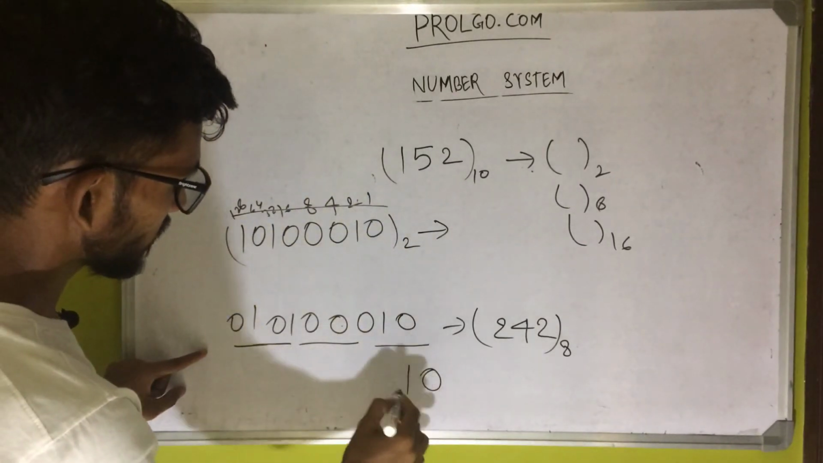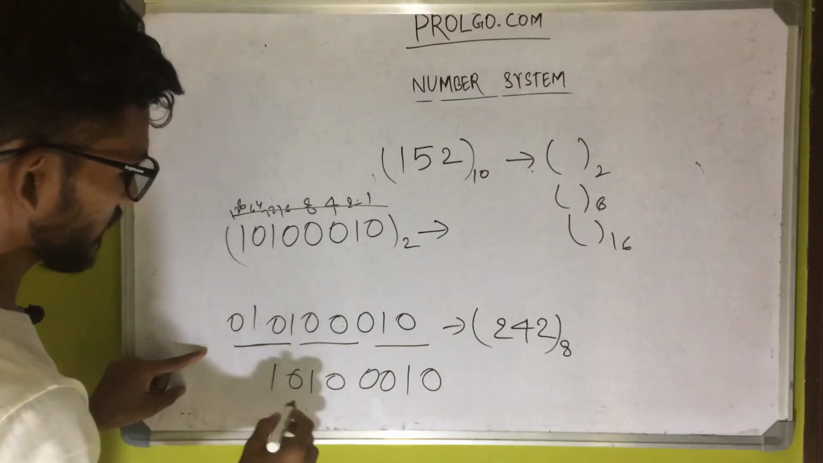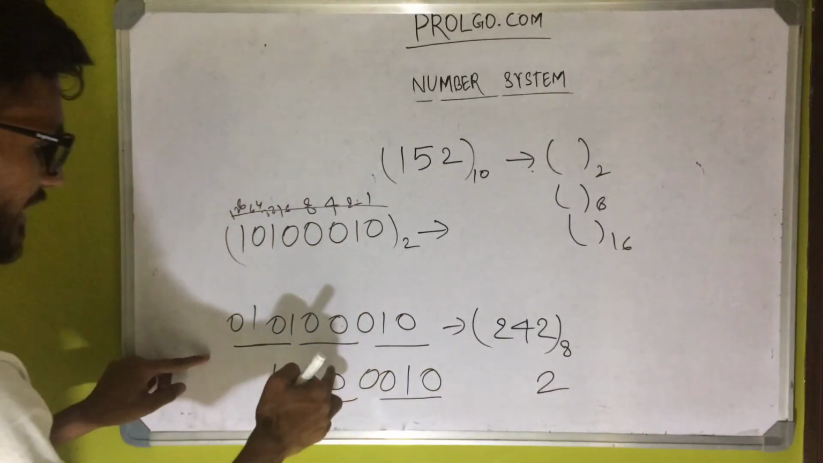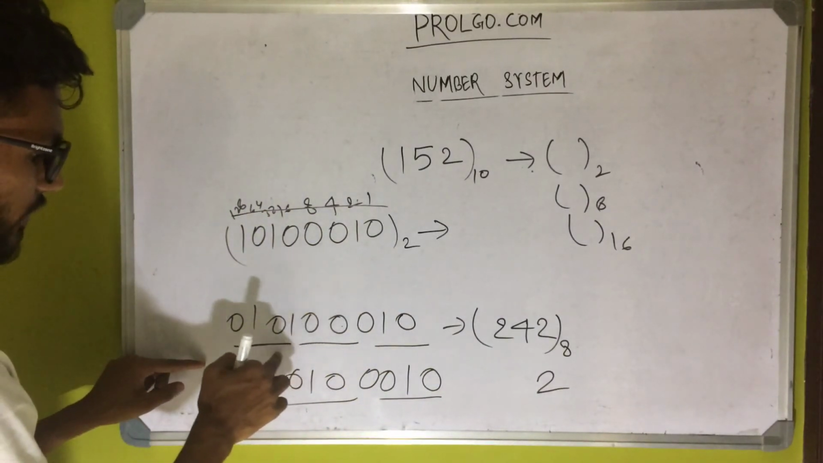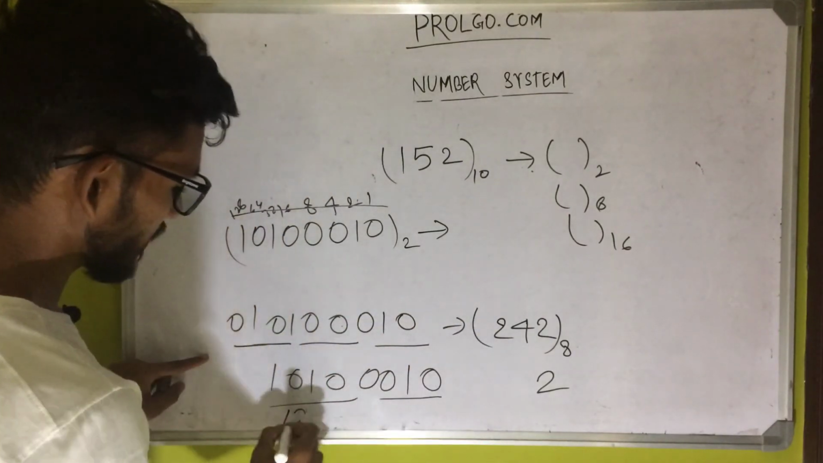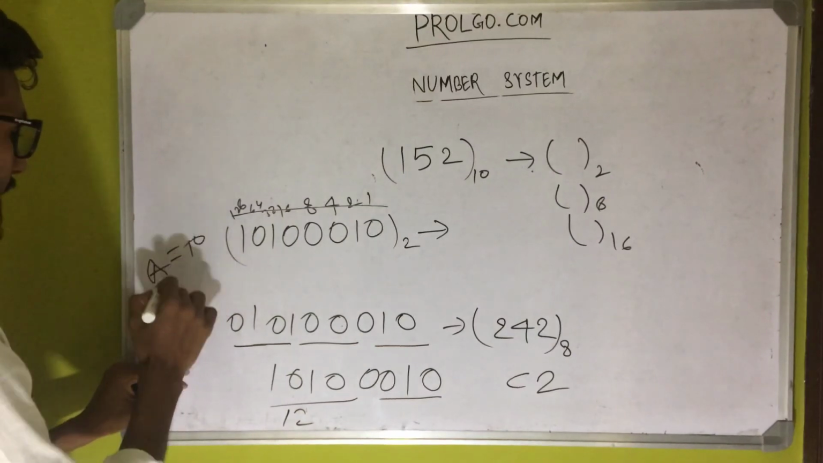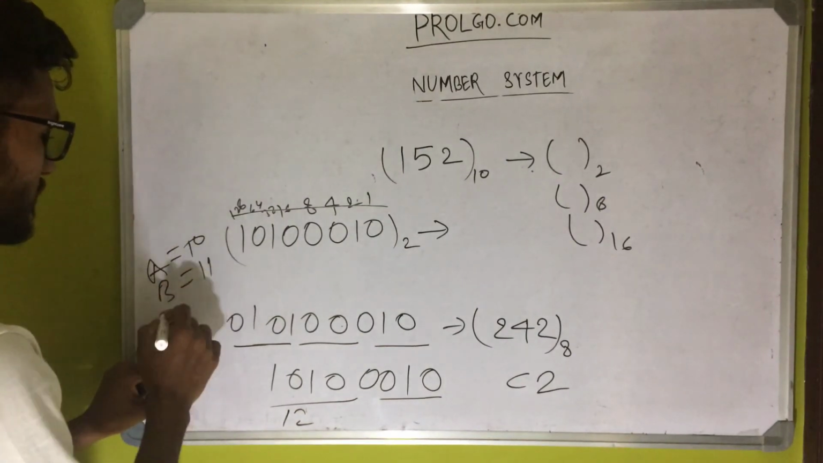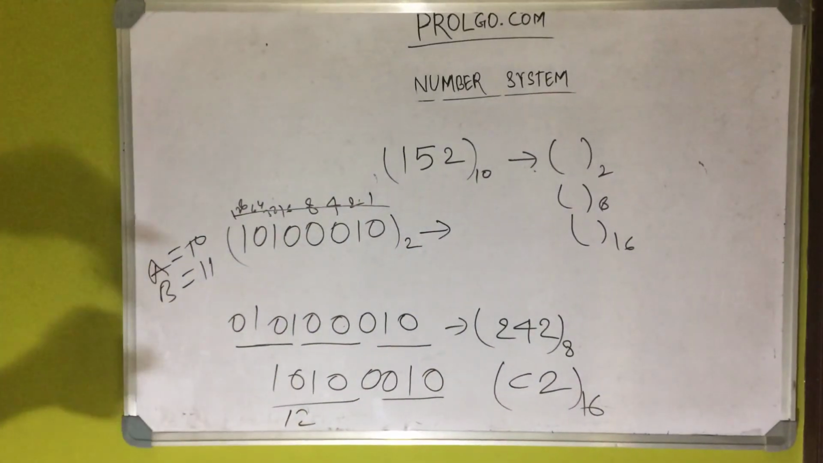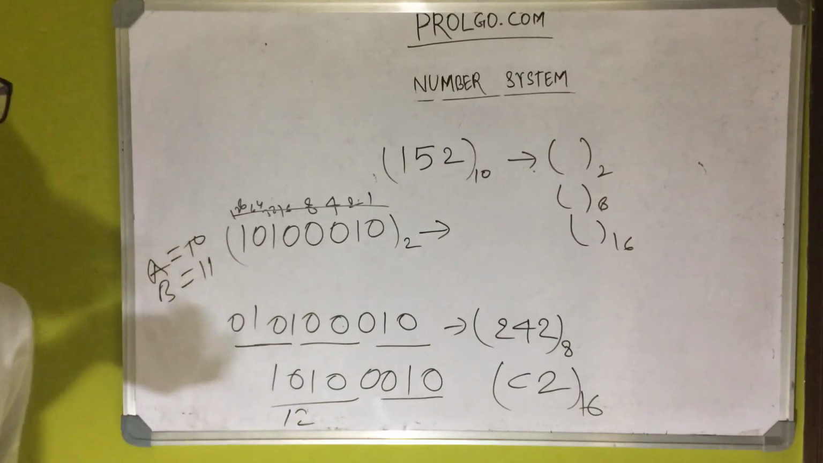In the same way you have to convert this binary number for hexadecimal: 1 0 0 1 1 0 0 0. Make pairs of 4. So one group is 1, 2, 4, 8, and the other is 1, 2, 4, 8. It would be 12, and 12 is equivalent to C. A is 10, B is 11, C is 12. So this will be C2 in base 16. This is how you can easily convert any number system to any different number system.